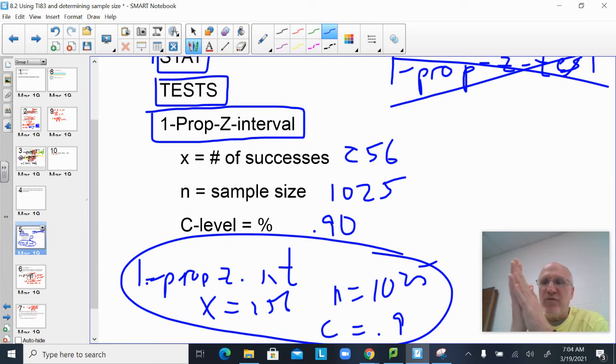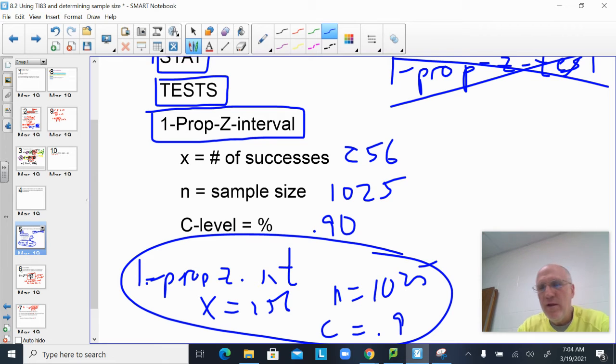Now, of course, remember, if the question just wants the margin of error, you may have to do some calculating. If it just wants the critical value, that's 1.645. If it just wants the standard error, that's just the square root of p hat q hat over n. So depending on what the question asks, you might have to do one piece of the calculating. But if it wants the whole interval, I'm telling you, use that command.